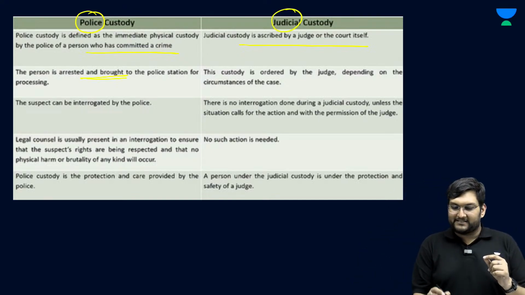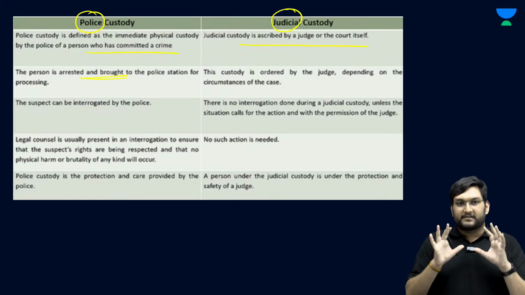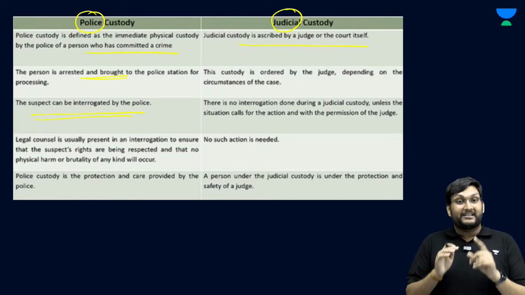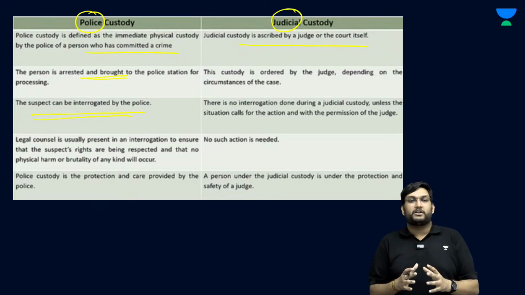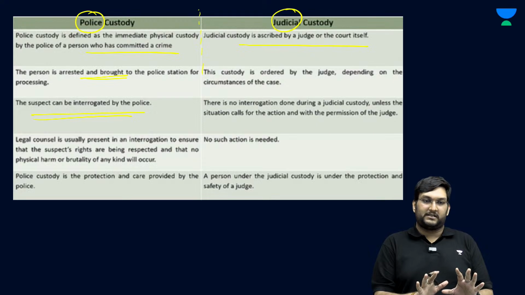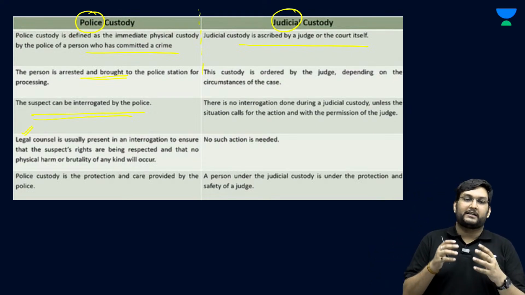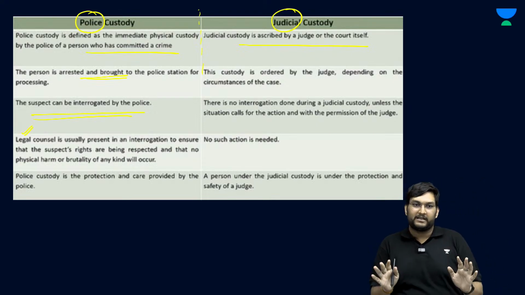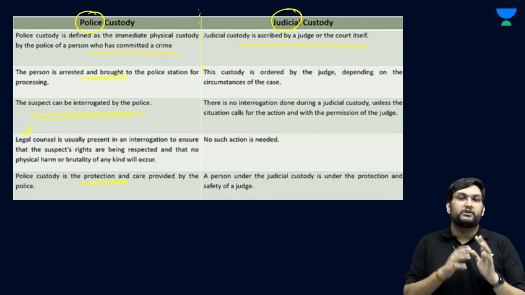Thereafter, a person is arrested and brought to the police station for processing. This is the first time the suspect can be interrogated. It's a very important point. Interrogation can only happen without permission of anybody under police custody, and you can also get a lawyer who will check that all your rights are in place. And in police custody, you are under police protection.